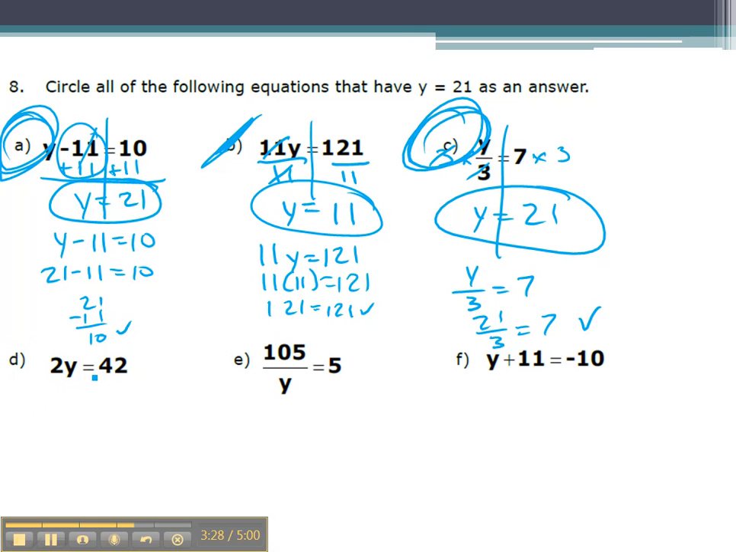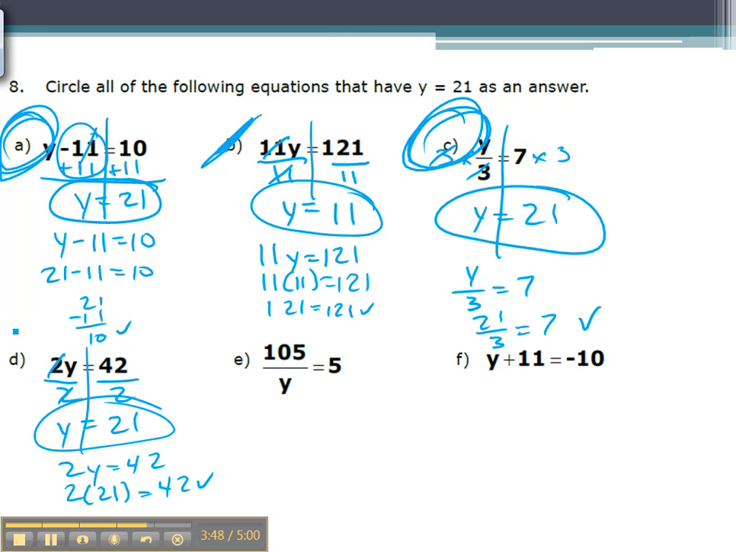On D, 2y equals 42. So I'm going to undo this multiplication by 2 by dividing by 2, inverse operation. 2 over 2 is 1, so y equals 42 divided by 2 is 21. When we check it, y is 21. 2 times 21 equals 42. It does. So there's another solution.